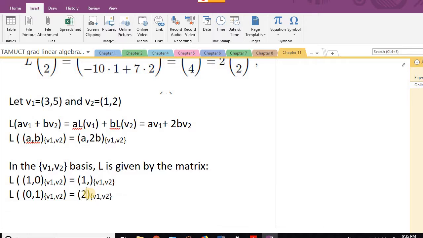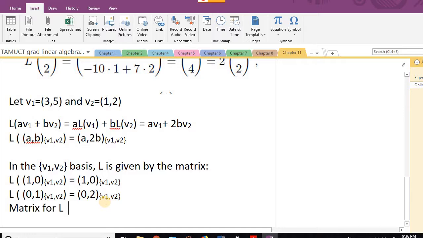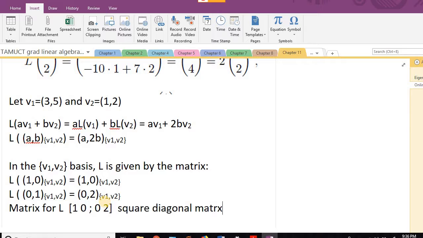Okay, all right, so what's the matrix? So think of this as a column vector. The input is (1, 0), the output is (1, 0). The column vector input (0, 1), the output is (0, 2). What's that matrix? It's 1, 0, 0, 2. I'll just do it this way. So it's a square matrix. It's a square diagonal matrix.